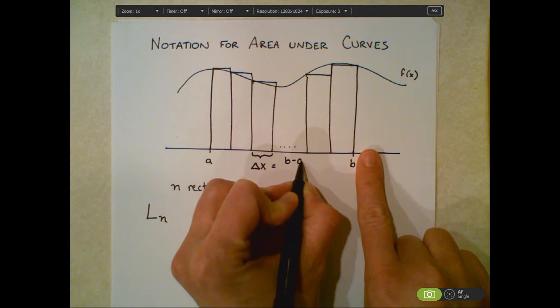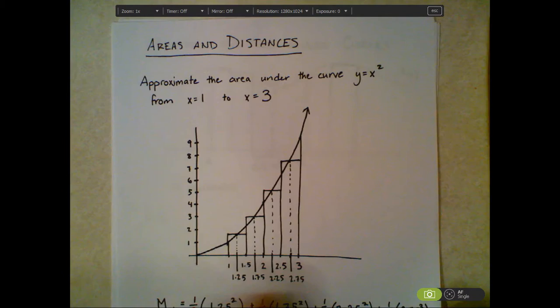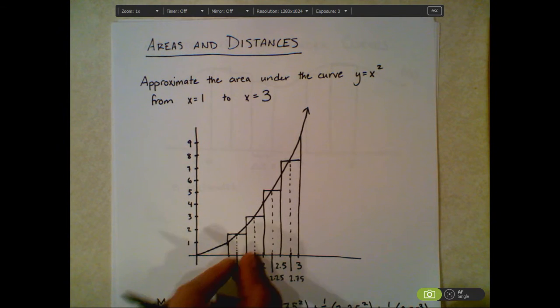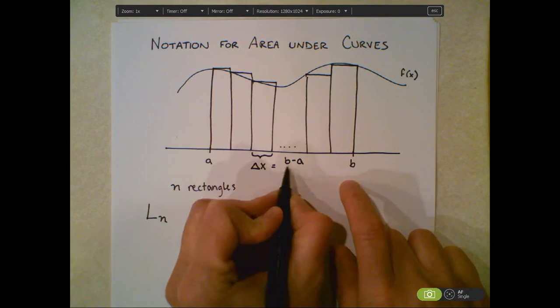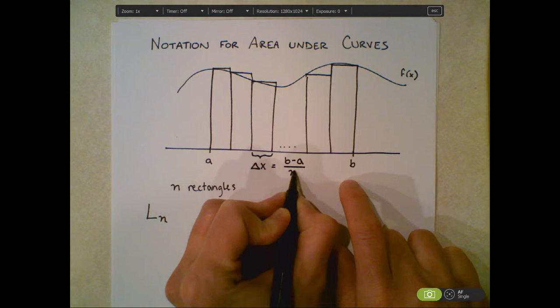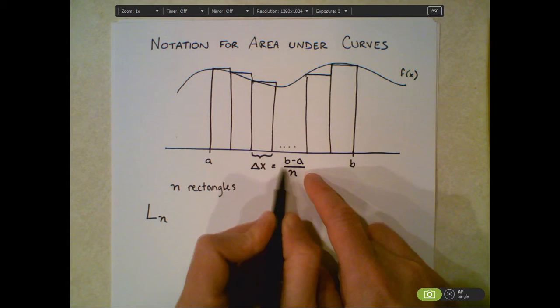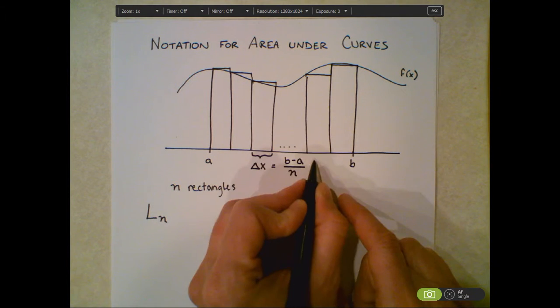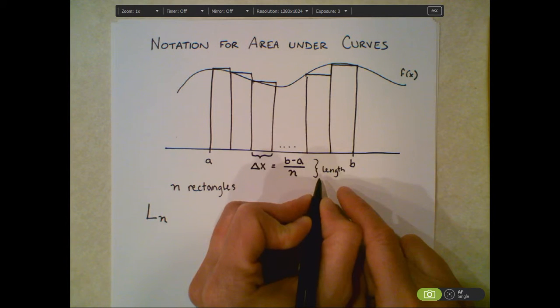Just as before, when we had endpoints of 1 and 3, the total distance here was 3 minus 1. It was 2 units total. And we broke it up into 4 rectangles, so 2 divided by 4 gave us our width of 1/2. Here we have a total distance of b minus a, and we're breaking it up into n pieces. So my length of the base of the rectangle is going to be given by b minus a over n. So this is my length. I shouldn't call it length, I should call it width.